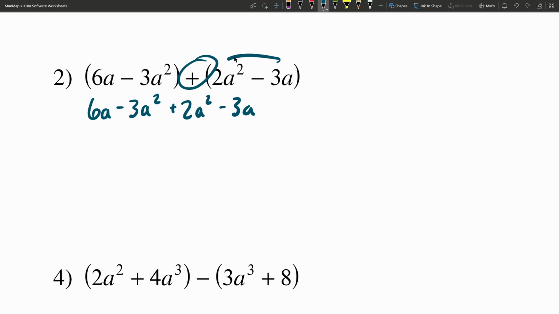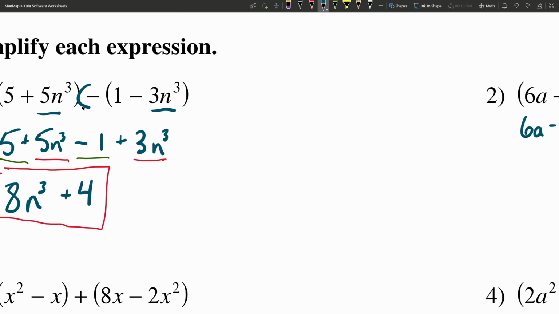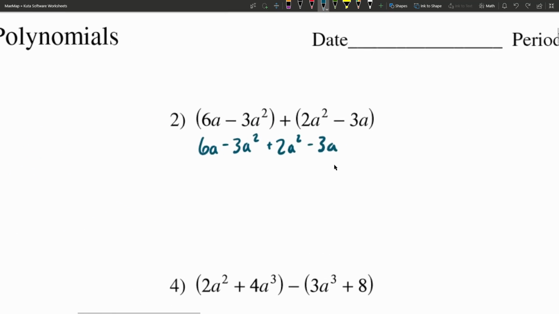Because we're adding this entire quantity, we're going to keep those signs the same. In number 1, let's go back to that real quick. See here, we were subtracting the entire quantity, so we had to switch this sign in the middle. So the parentheses in number 1 were important, where in number 2, they don't affect our problem. So let's keep going on.